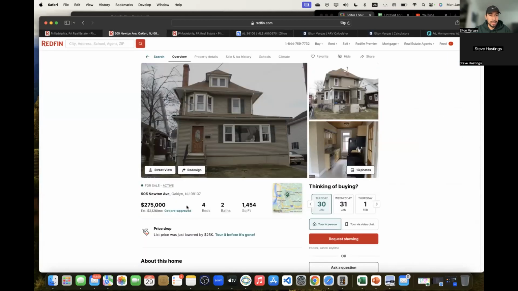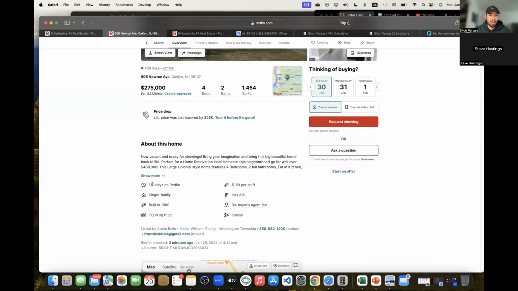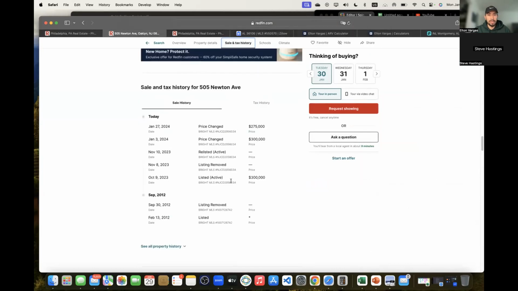And the only thing I didn't check is how long has this property been sitting? 110 days. I can definitely get a deal. Next, has the property been under contract? Yes, it has. Look at this. It was listed for $300,000 in October of last year. It's almost gonna hit about 5 months into it, and they've only done $25,000 in price reduction.